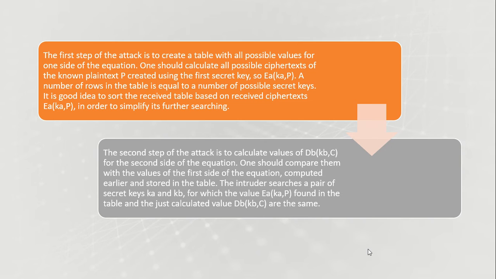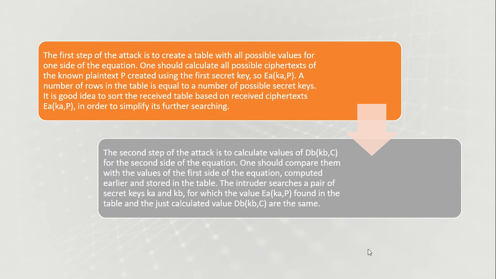The first step of the attack is to create a table with all possible values for one side of the equation. One should calculate all possible ciphertexts of the plaintext P created using the first secret key, so E_A(K_A, P). The number of rows in the table is equal to the number of possible secret keys. It is a good idea to sort the received table based on the received ciphertext E_A(K_A, P) in order to simplify its further searching.